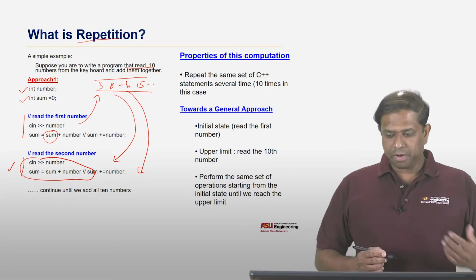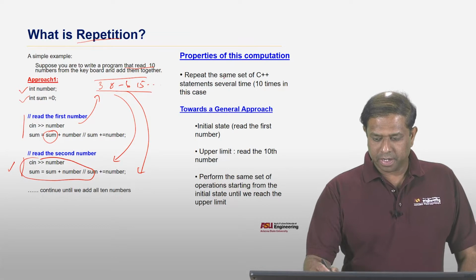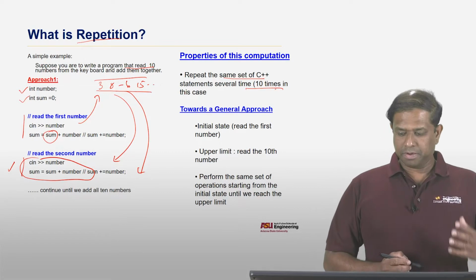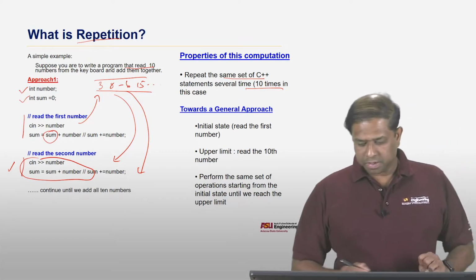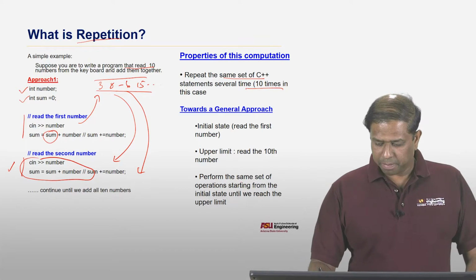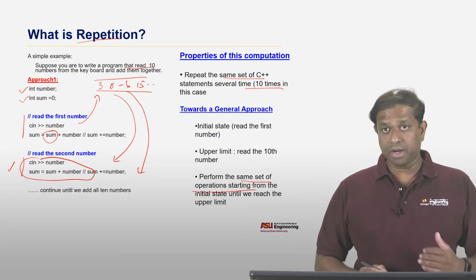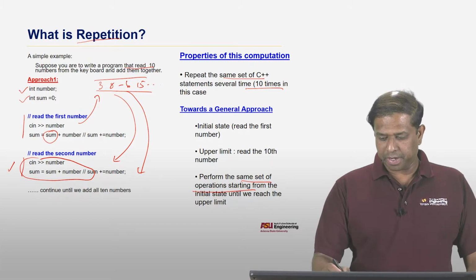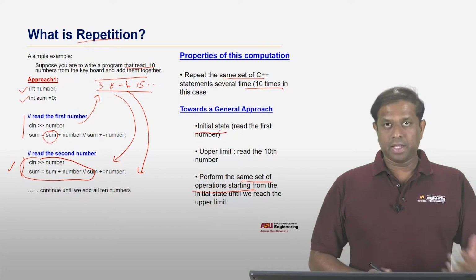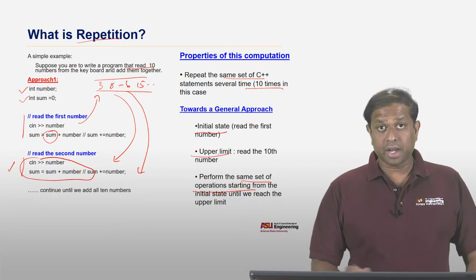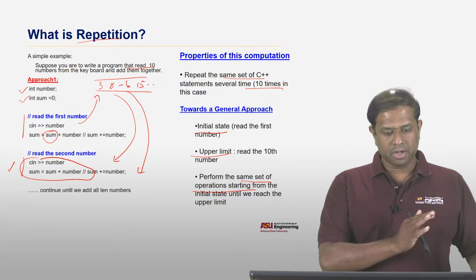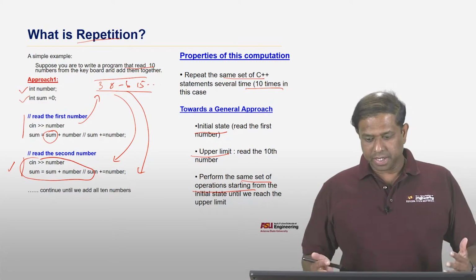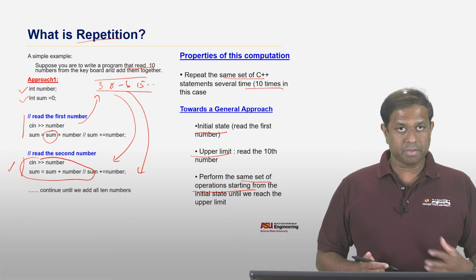Okay, so in order for us to repeat the same set of C++ statements several times, in this case 10 times, we need to recognize several things. First, we need to recognize the set of operations that will be repeated over and over again. Then we need to recognize the starting point of that repetition, which is called the initial state, and the upper limit, the stopping condition for the repetition. So when are we going to start, when are we going to stop, and what are we repeating? Those three things need to be recognized in a repetition statement of this nature.